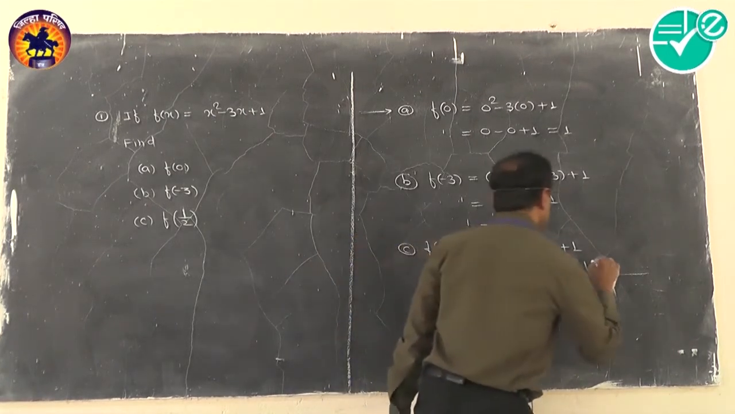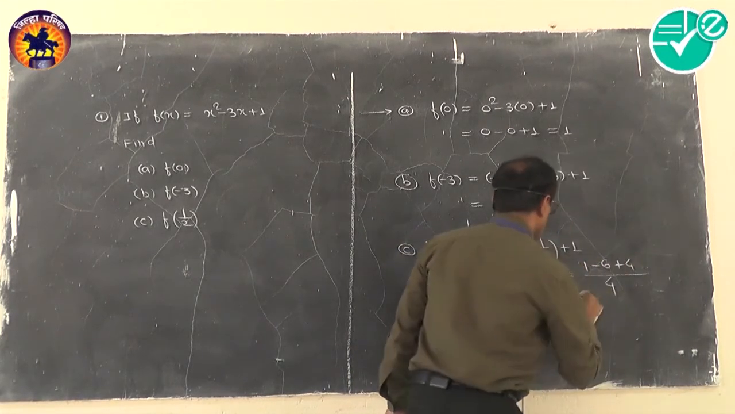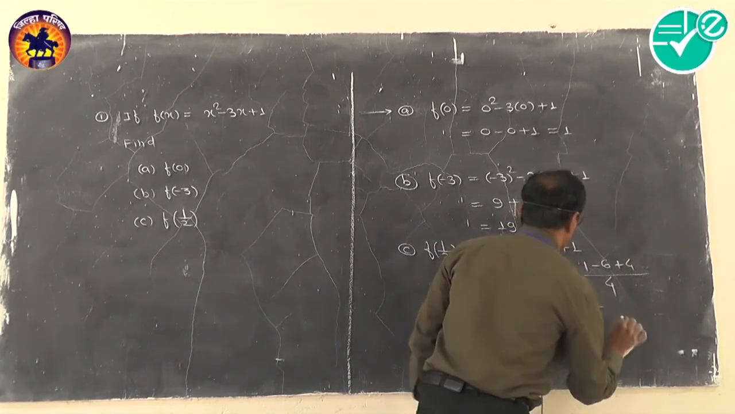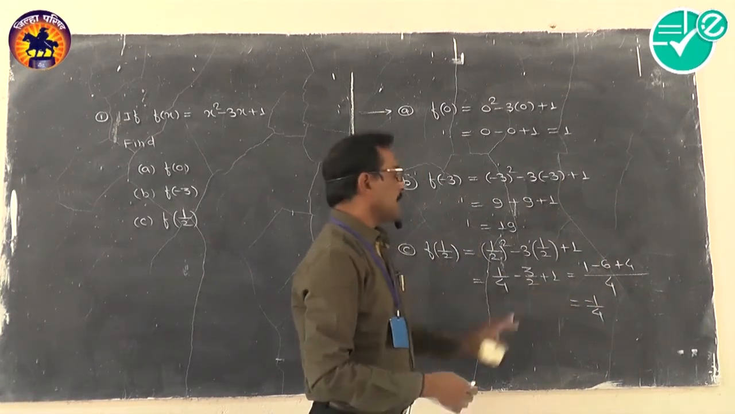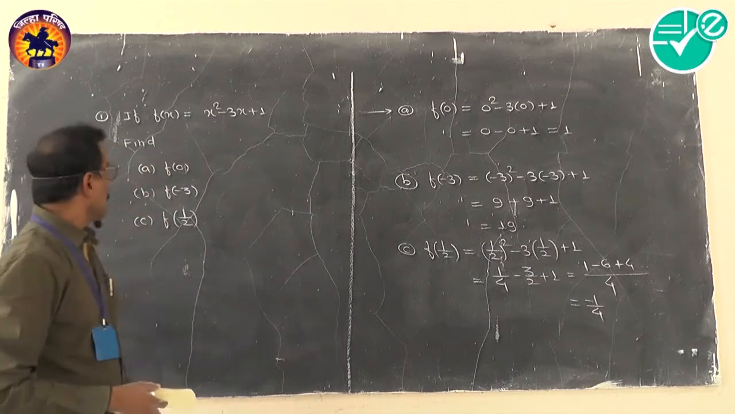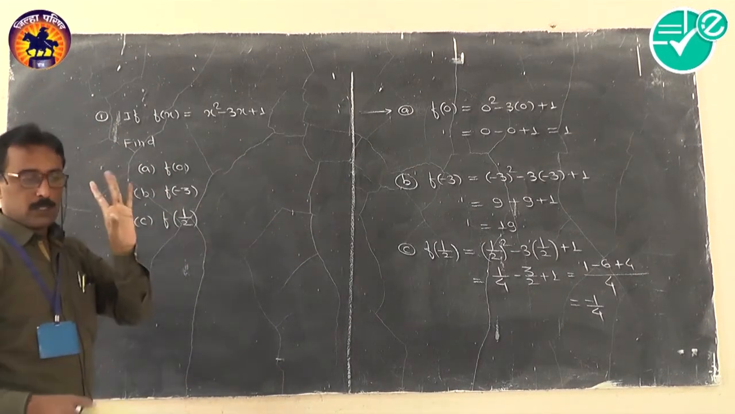2 into minus 3 is minus 6. Here it is plus 4, 1s are 4. So the required answer is minus 1 by 4: 4 plus 1 is 5, 5 minus 6 is minus 1, and minus 1 upon 4. That much it is for A, B and C. Your question number 1 stops here.